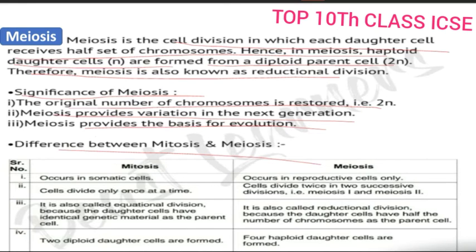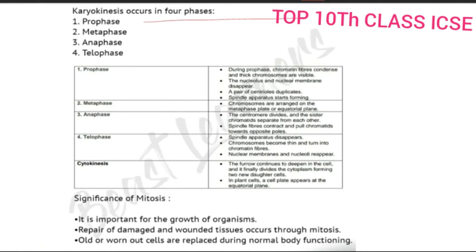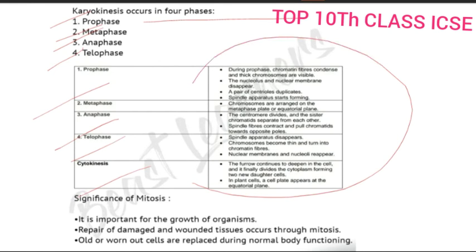This is the difference between mitosis and meiosis. These are only 4. If you want more, you can just take it from your book and add it down. Just pause the video and write these notes in your notebook. Karyokinesis occurs in 4 phases: prophase, metaphase, anaphase, and telophase. All this is given here. Cytokinesis also, all these things are given.